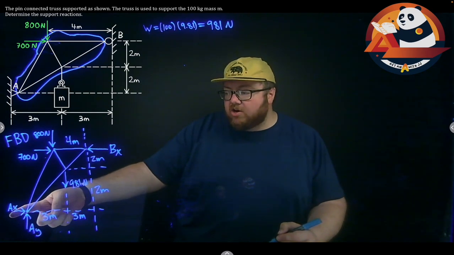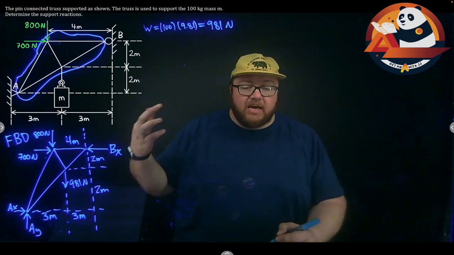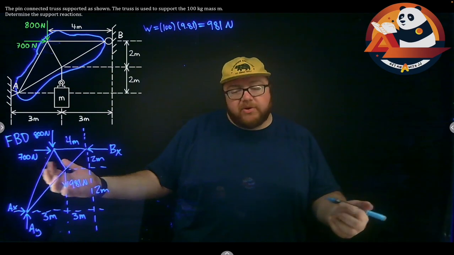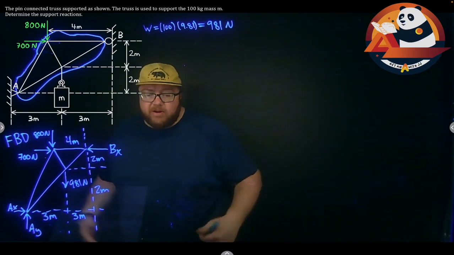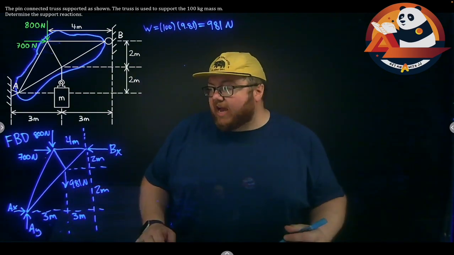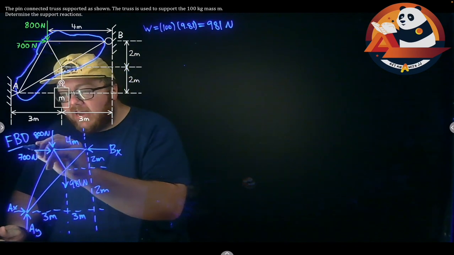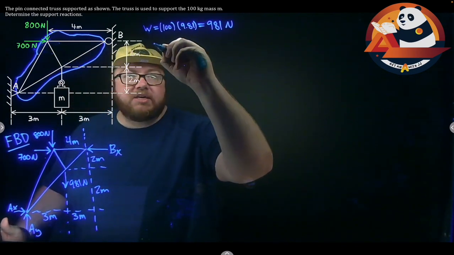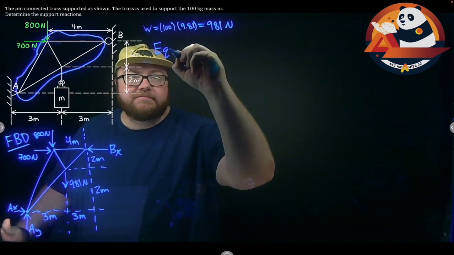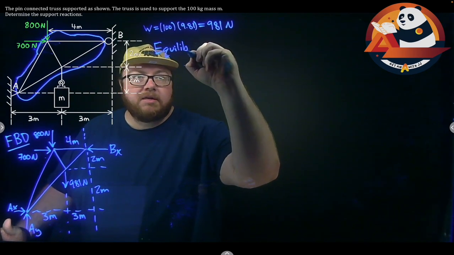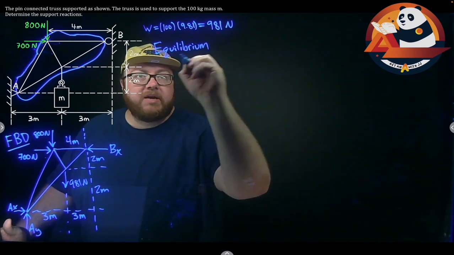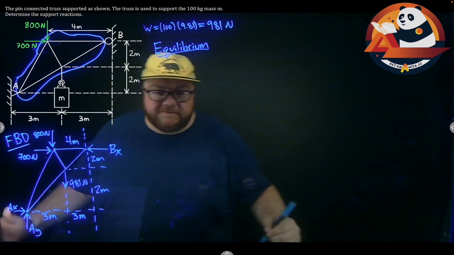I have 3 unknowns, AX, AY, BX. I can apply 3 equilibrium equations and find all of them. 3 equations, 3 unknowns. We can tackle that. So we got through our free body diagram. Our second step is then just, let's tackle equilibrium. We can sum forces and moments.